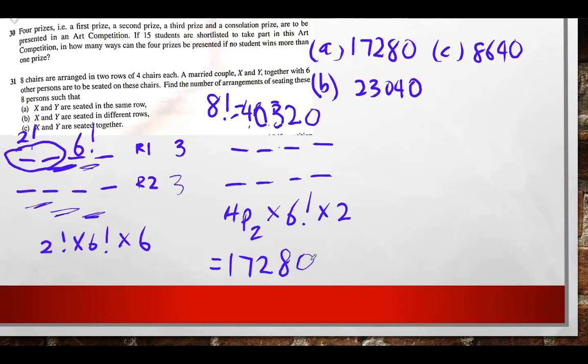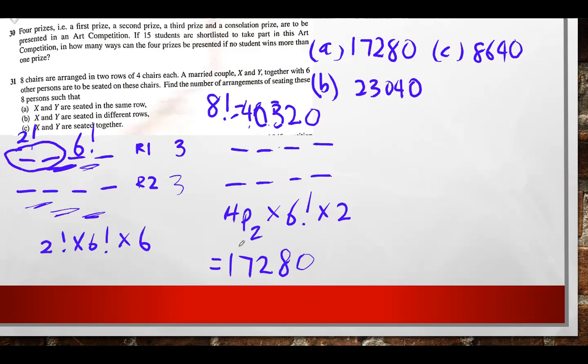Since there are only two rows, there can only be two conditions. Either they're seated in the same row, or they're seated in different rows. If you have figured out now that there are 17,280 ways for them to sit in the same row, that means the balance must be they're sitting in different rows, no?